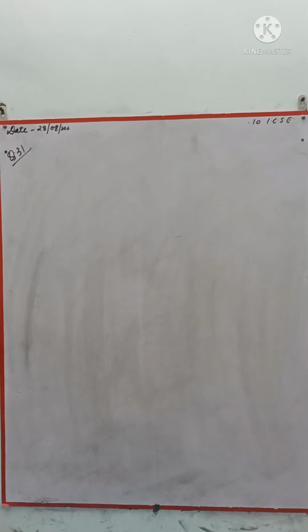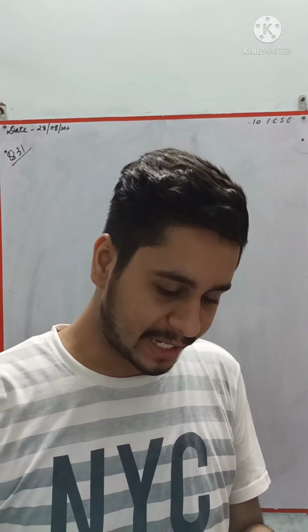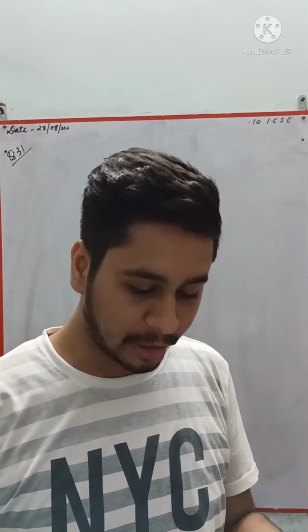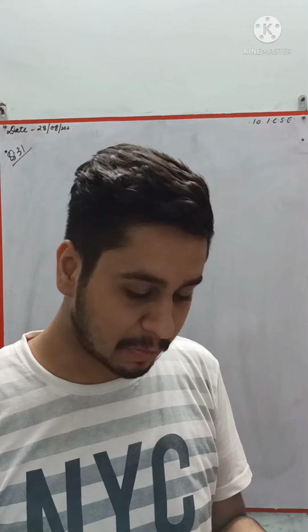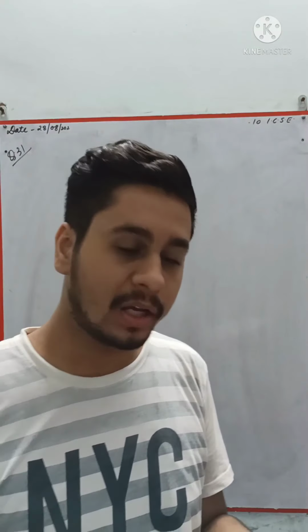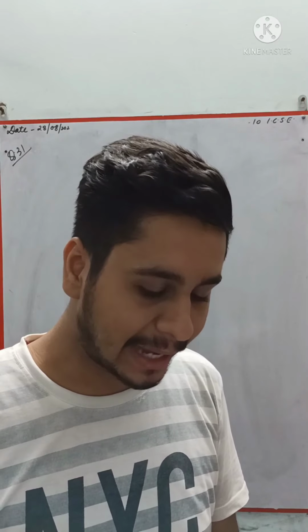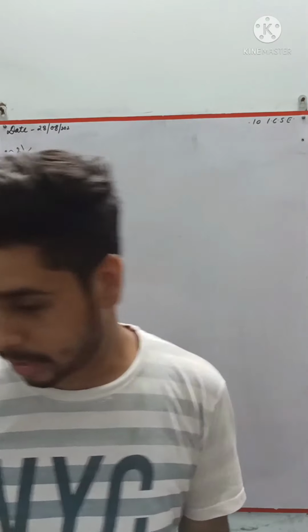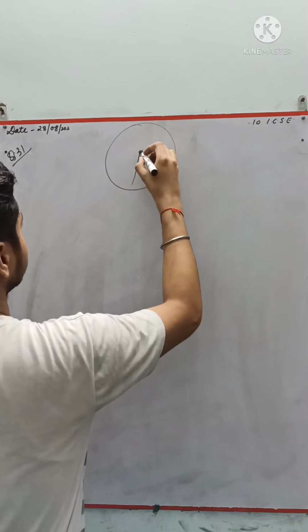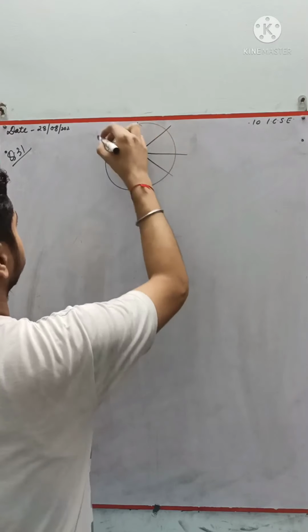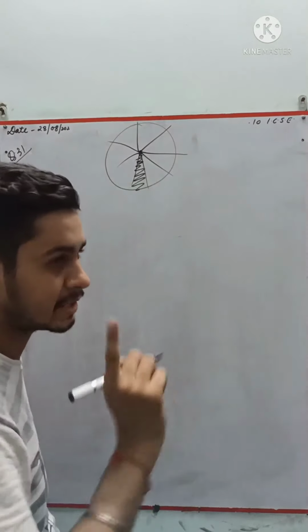Now let's come to the 31st question. A circle is divided into n sectors such that the angles of the sectors are in AP. I will tell you what the sectors are. The smallest and the largest angles are 10 degree and 80 degrees respectively. Find the number of sectors and the angle in the fourth sector. So this is the circle. What do you mean by the sector? These are the sectors. So this whole is one sector.